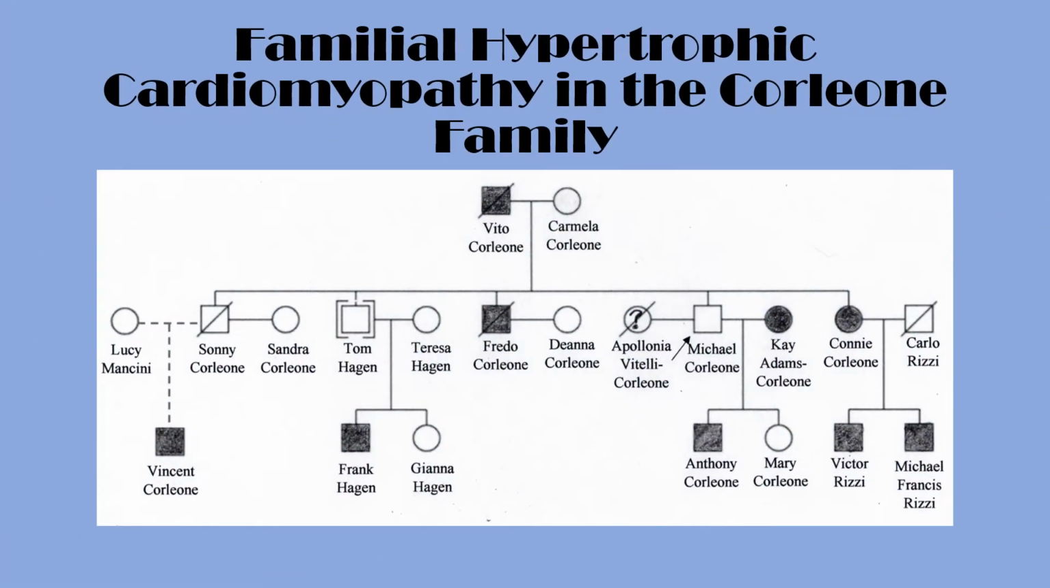This is a pedigree of familial hypertrophic cardiomyopathy in the Corleone family, with the proband, Michael Corleone, as indicated by the black arrow. One way to identify the type of inheritance pattern within a pedigree is to pick an inheritance pattern and assign genotypes to the individuals to see if the mode is consistent with the pedigree. For this pedigree, I chose to have a capital letter H represent the dominant allele and a lowercase h represent the recessive allele.